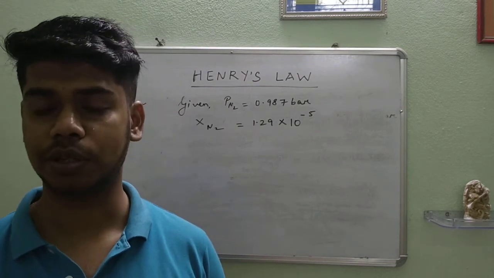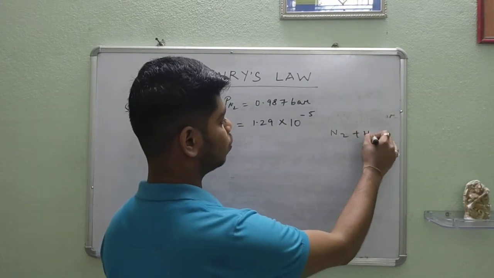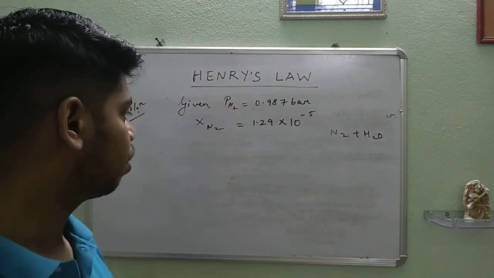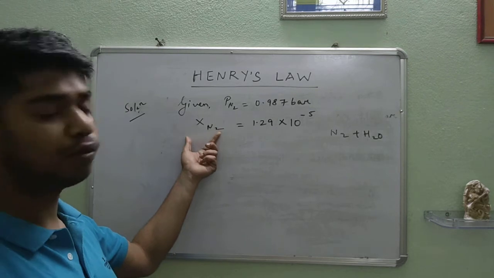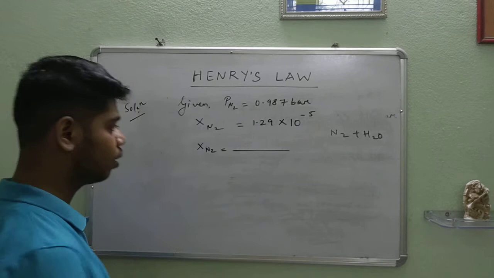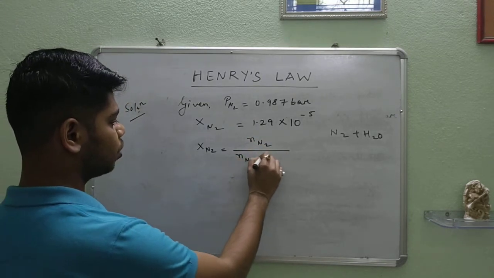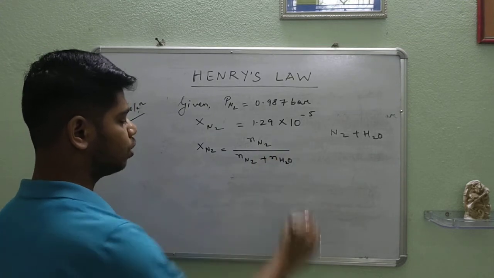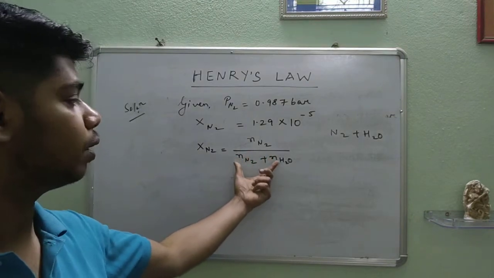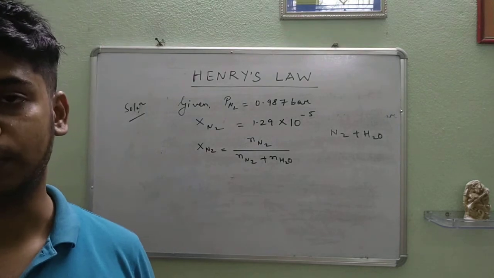Containing two components only. Two components are present here. What are they? Nitrogen and H2O, water. Right, these are the two components that are present in the solution. So if we write the formula, the mole fraction of nitrogen, by definition, is the number of moles of nitrogen divided by the number of moles of nitrogen plus the number of moles of H2O. This would be the formula because only two components are there. So at the denominator, only the number of moles of nitrogen plus the number of moles of H2O will be there.